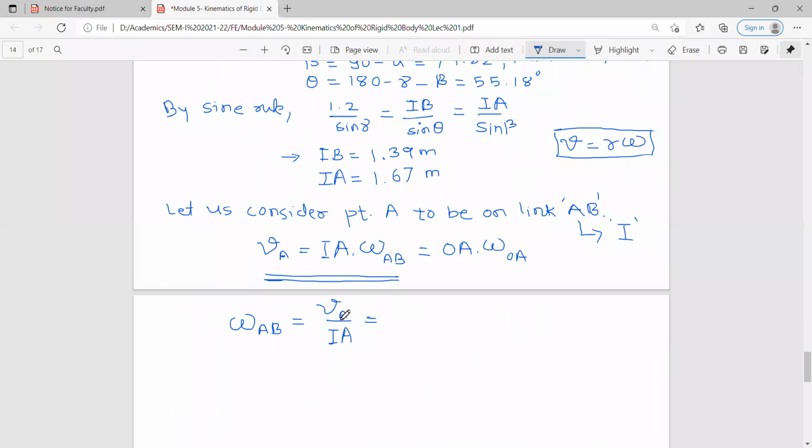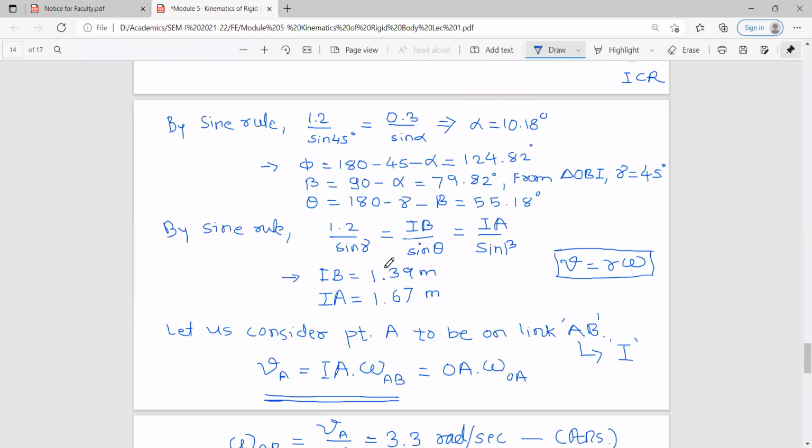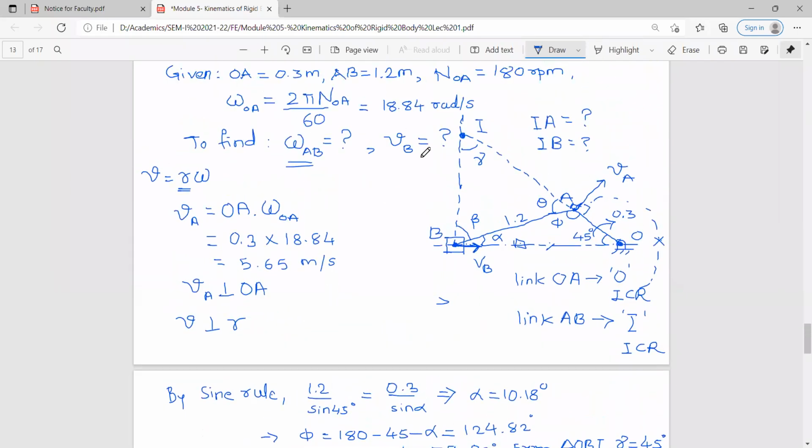How much is it coming, tell me? Sir, it's 3.3 radian per second. So I think it is the answer to be found. So highlight your answer. Next is we have to find velocity of piston VB.